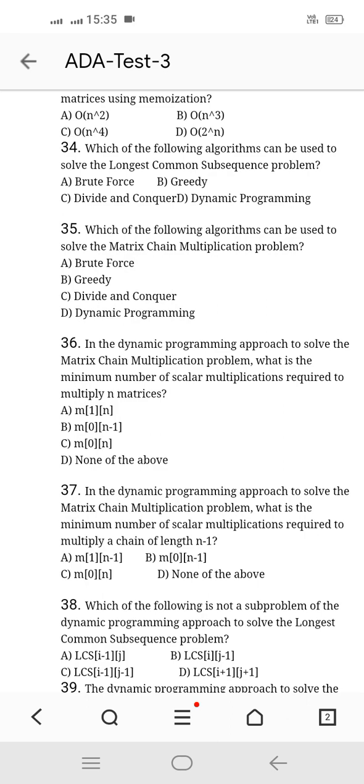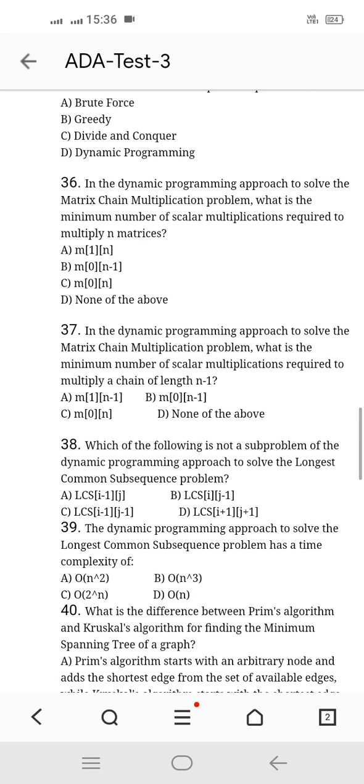34. Which of the following algorithm can be used to solve the longest common subsequence problem? Option D, dynamic programming. 35. Which of the following algorithm can be used to solve the matrix chain multiplication problem? Option D, dynamic programming.